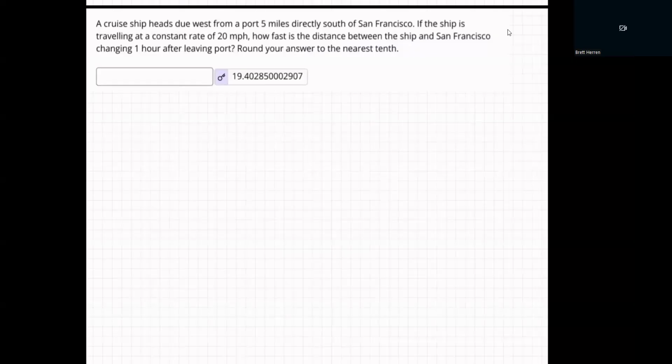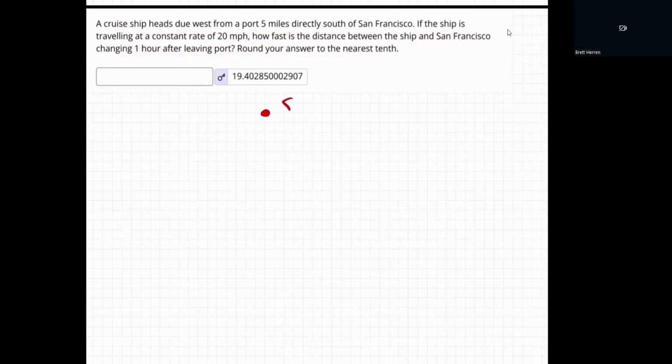Okay, so on this question, a cruise ship heads due west from a port 5 miles directly south of San Francisco. If the ship is traveling at a constant rate of 20 miles an hour, how fast is the distance between the ship and San Francisco changing 1 hour after leaving port, and so on. Okay, so we've got to put on our map here.